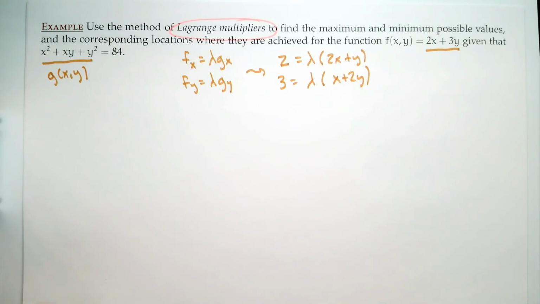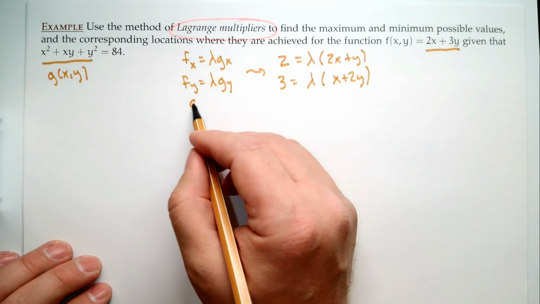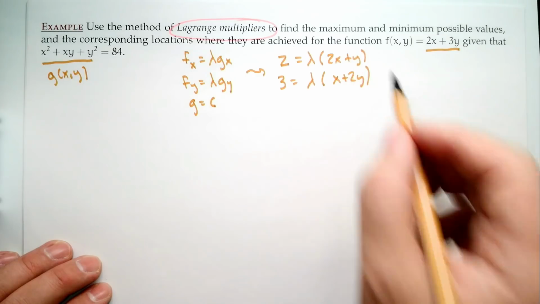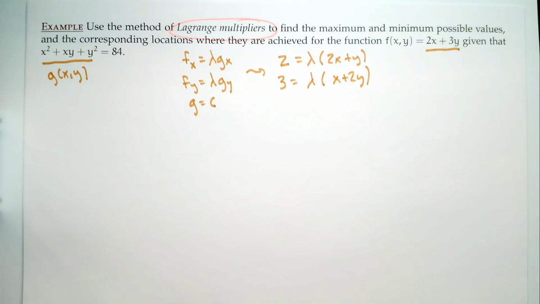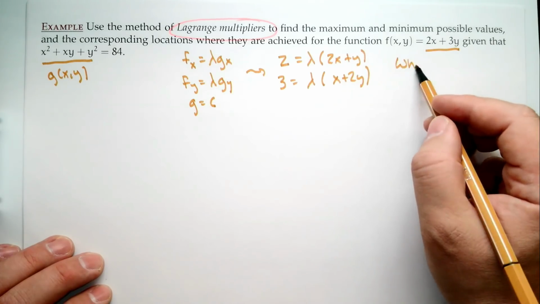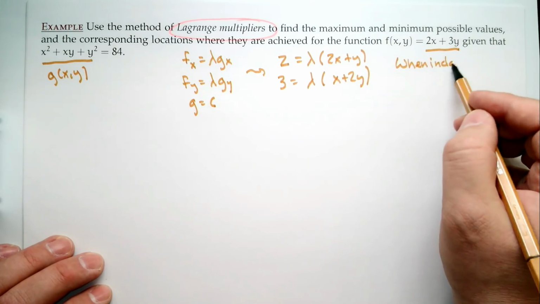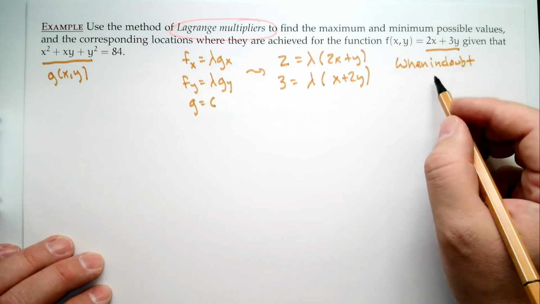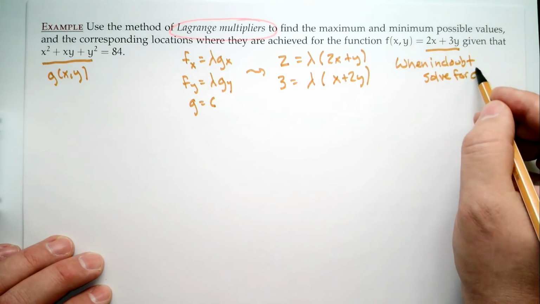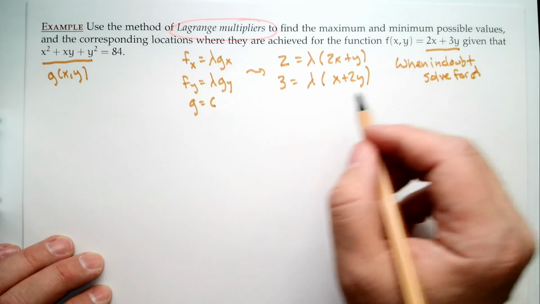All right. Well, now we have to solve this. I should say there is a third equation, namely our equation for our constraint. But let's start with the first two. And the goal for the first two equations is to find some relationship between x and y. And how do you do it? Well, here's my philosophy. When in doubt, solve for lambda. And I'm a person who's full of doubt. So I always solve for lambda.